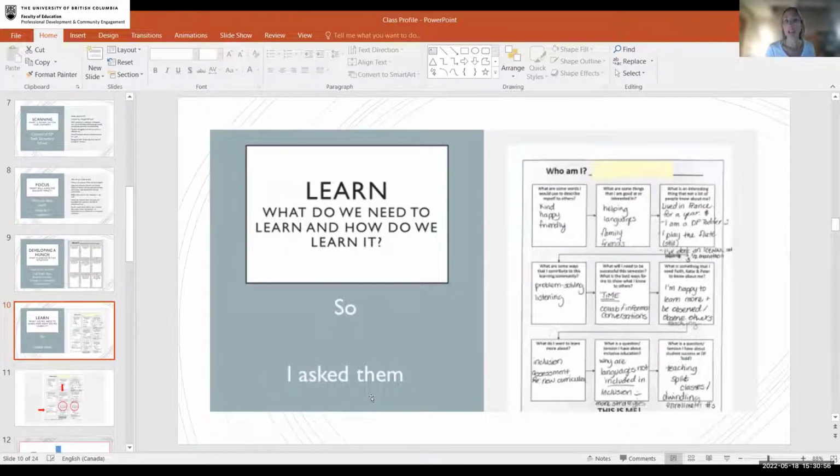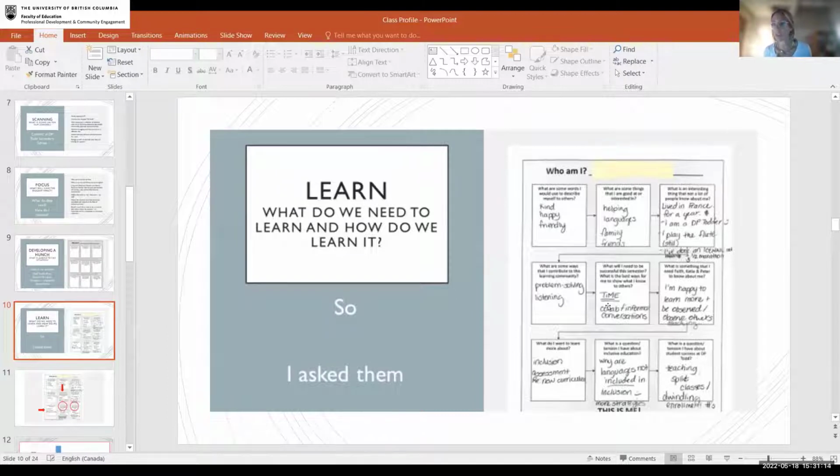Learn, what do we need to learn and how do we learn it? So I asked them. Some of the questions I asked the staff, of course, they were similar. What are some words I could use to describe myself? What are some things I'm good at? What are some ways that I can contribute to this learning community? What will I need to be successful this semester?